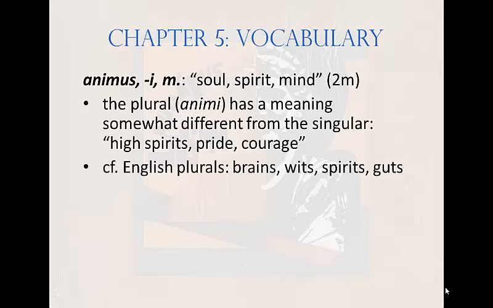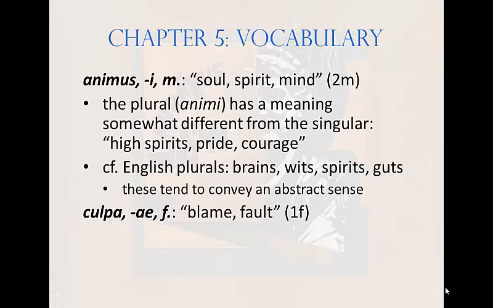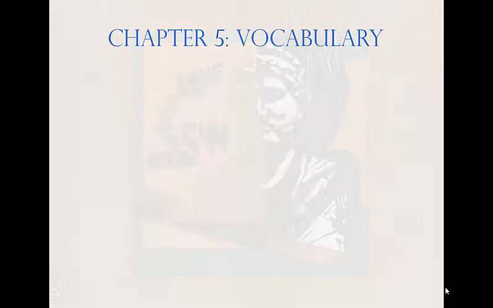English has plurals that work like this: brains, wits, spirits, guts. All of these plurals also denote a single abstract quality. The next word is culpa, culpae, feminine, meaning blame or fault. This is a first declension feminine noun. Next, gloria, gloriae, feminine, meaning glory or fame, another first declension feminine noun.